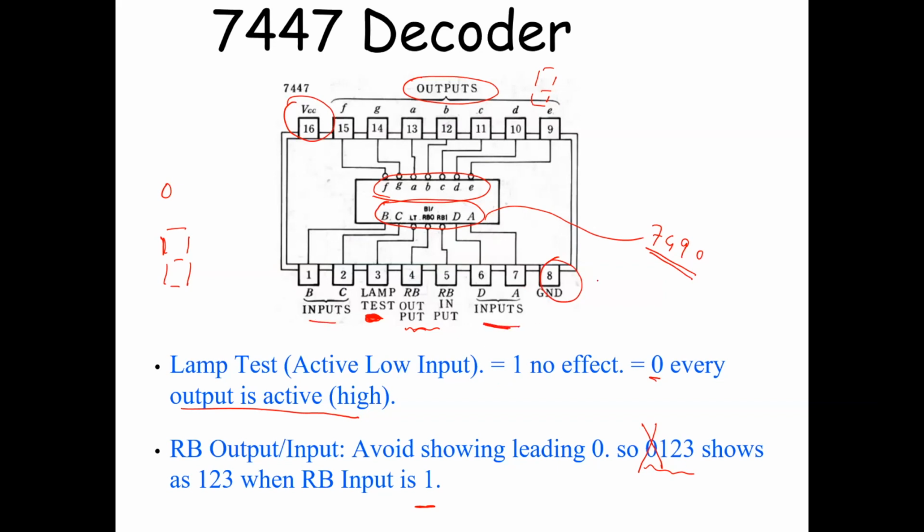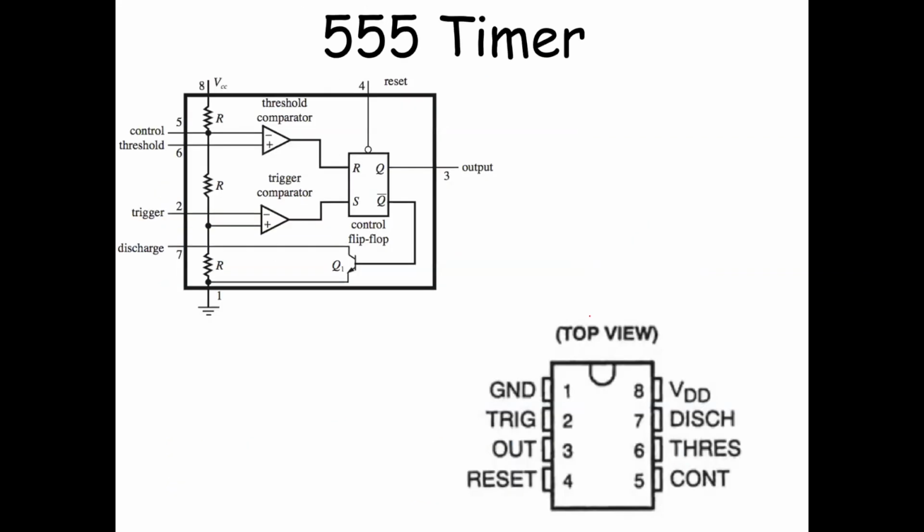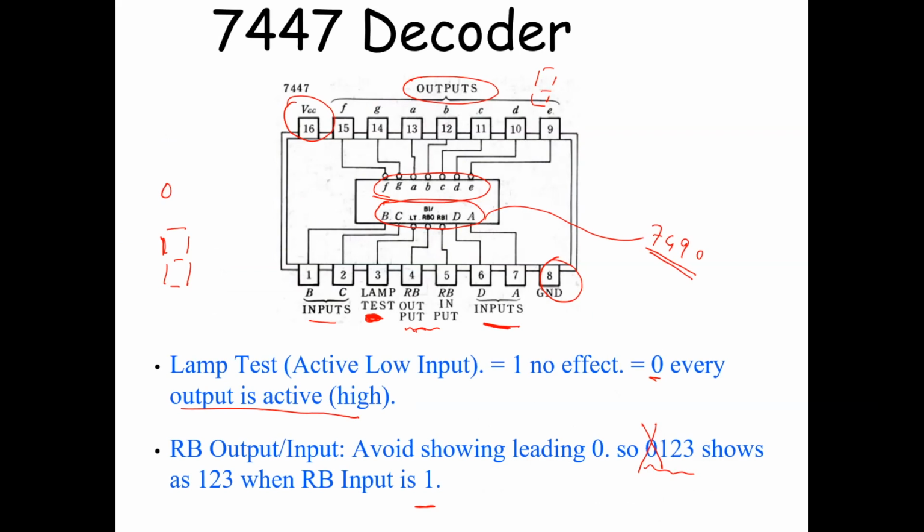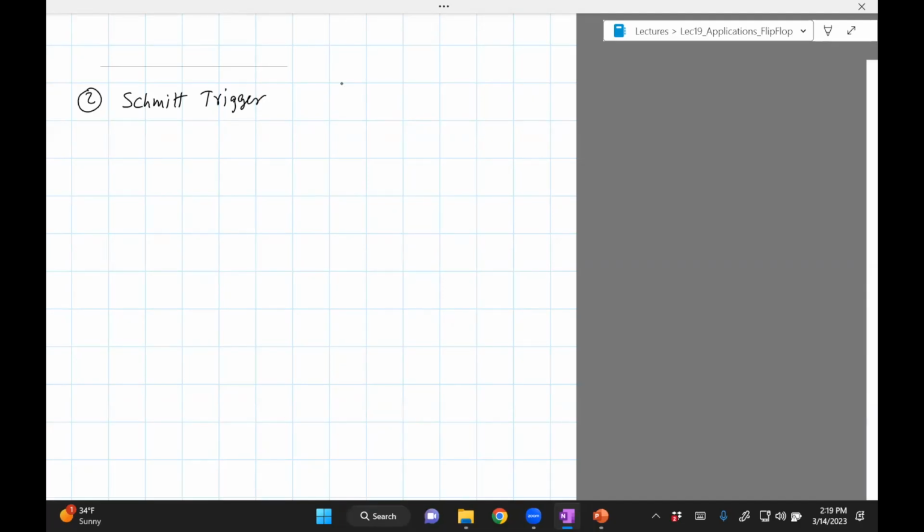These are your inputs from the 7490, and those are the outputs. Okay, so that's the pinout for the LED display, the decoder. Okay, so that's used for switch debouncing.